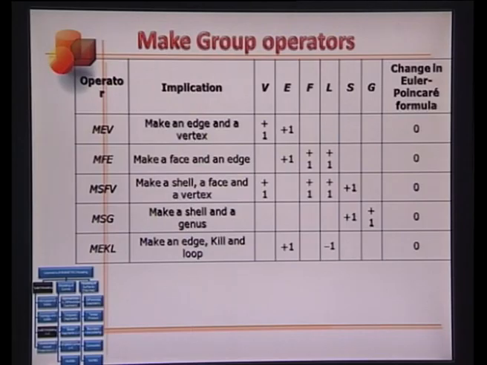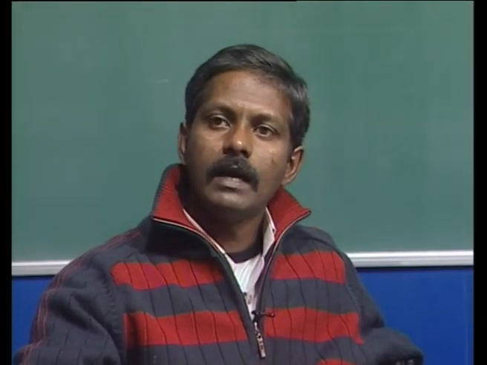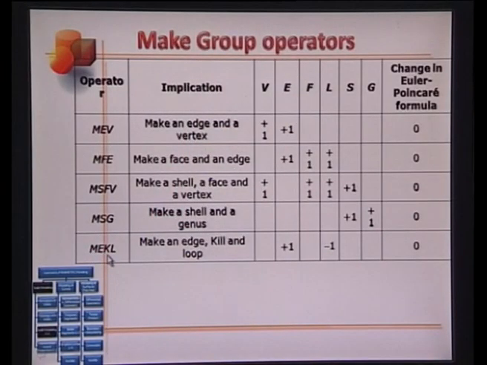This operator has a specific purpose. Recall our discussion from the previous lecture on internal loops, and recall how we introduced auxiliary edges to merge the internal loops with the external one. This was the first auxiliary edge, and this was the second auxiliary edge. So remember what we are trying to do here. We are trying to construct an edge or make an edge, and in the process, kill this internal loop. The operator MEKL is specifically designed for auxiliary edges.